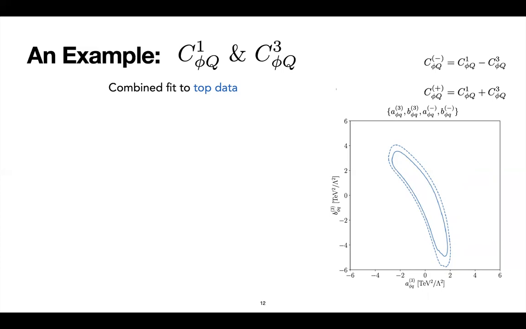And this is really coming from the fact that top data by itself already has some sensitivity to the flavor structure. This is also a fact that is very often overlooked, but you don't need to combine B and top physics in order to have some sensitivity. You really have some sensitivity already coming from the top sector alone.